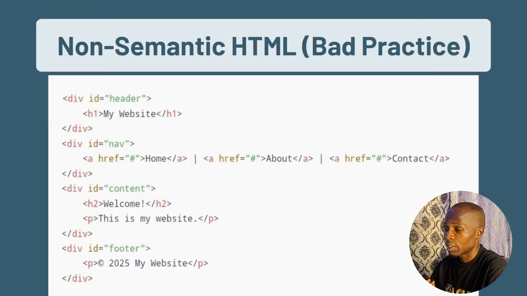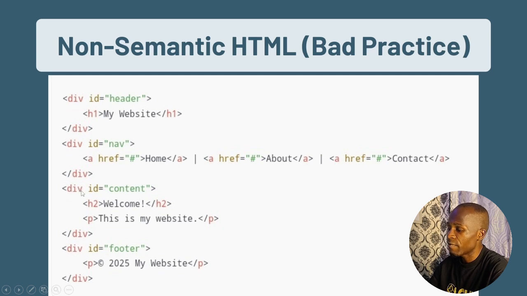Non-semantic HTML is a bad practice. It is a bad practice because using non-semantic HTML, you will have div elements all over your code, just like the one you are seeing right here on your screen. You see we have a div here to group a header item, which is my website. We also have another div here which groups navigation items. You can see we have the home, about, and contact.